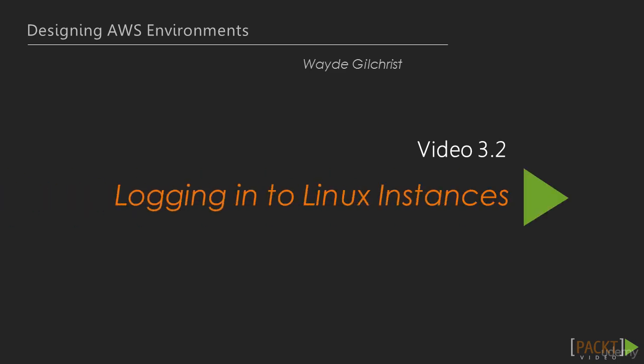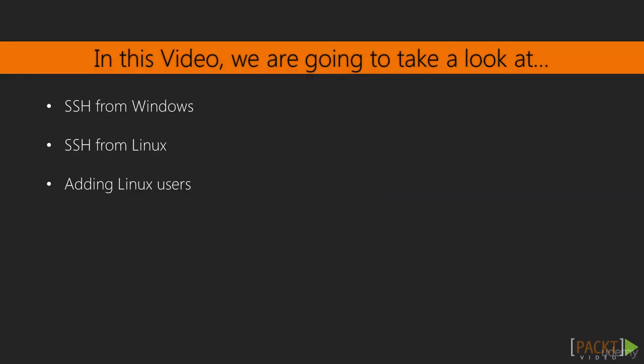In the previous video, we looked at EC2 key pairs and associating them with instances. In this video, we're going to use a key pair to log into a Linux instance, first from Windows and then from a Mac. Then we will add more Linux users and generate key pairs for them to use.